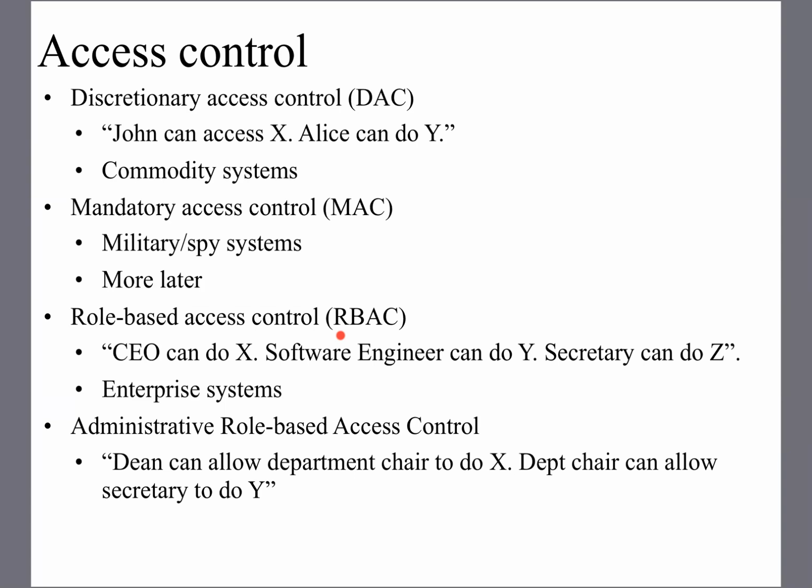As opposed to discretionary access control mechanisms where access permissions are associated with individual users, here in role-based access control, the access permissions are associated with roles. The person who is the CEO or the department chair might change, but the access permissions don't change because the access permissions are associated with the role. So that's another example of one more layer of indirection to make things simpler.